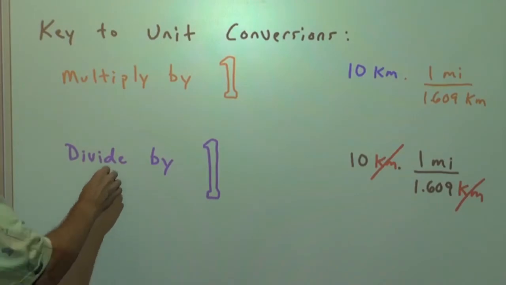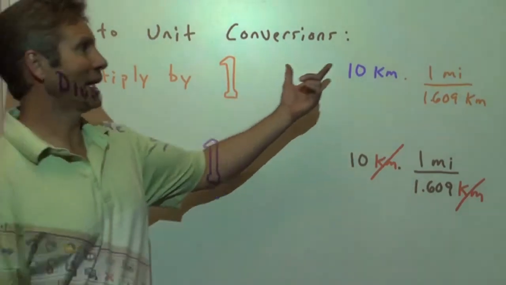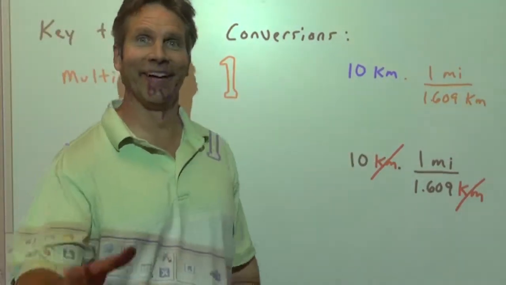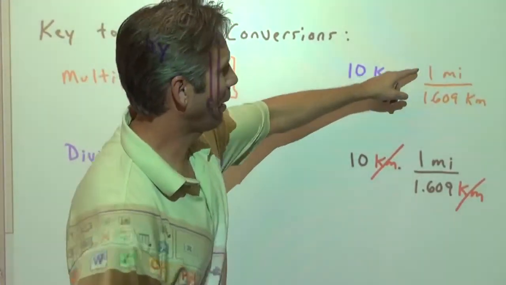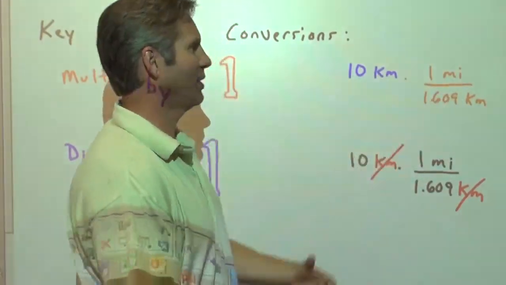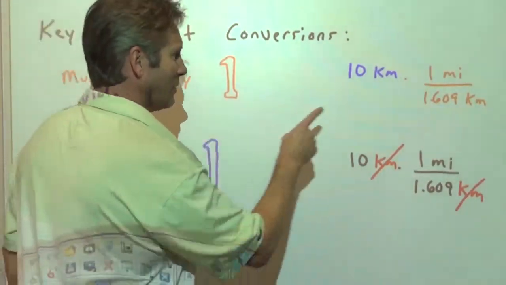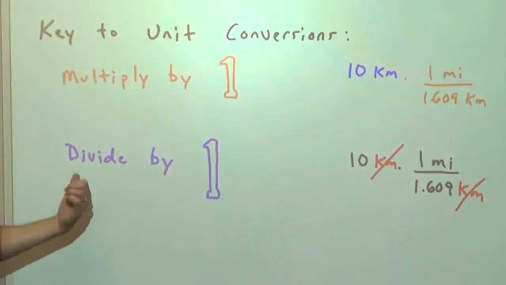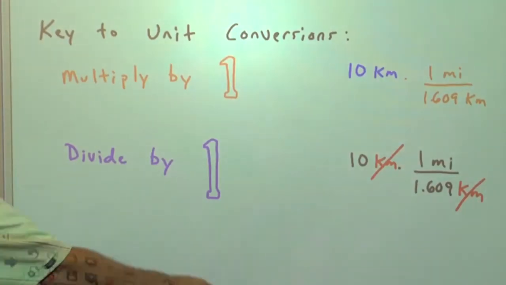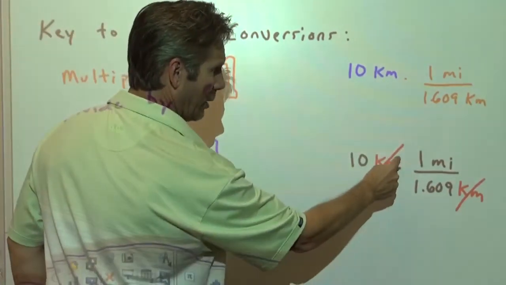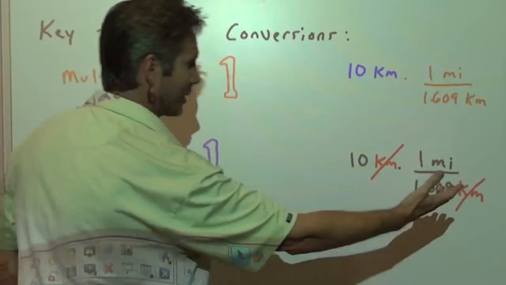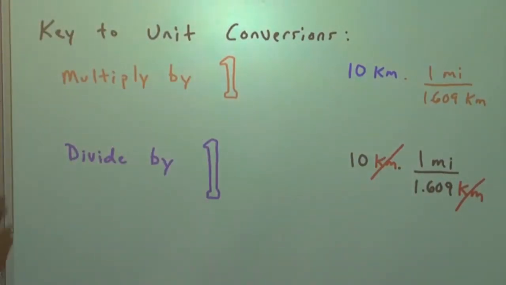The key is to multiply by the number 1, like 10 kilometers. 10 kilometers multiplied by 1 mile per 1.60 kilometers, that will change this to miles. So we multiply by the number 1, and we also divide by the number 1. Because by lining it up this way, we can divide a kilometer by kilometer and get the number 1. So there it is, the key to unit conversions. It's all about the number 1, baby. That's how we roll.